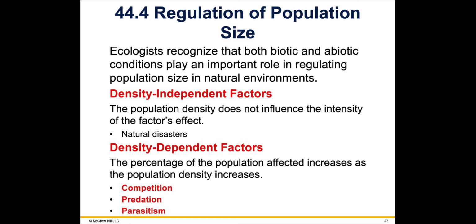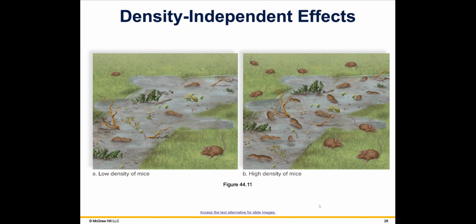Then there are density dependent factors, where it does matter how many individuals there are. And that's going to be competition, predation, and parasitism. And we're going to see how that plays out in just a second. So this is my absolute favorite graphic from your textbook. You'll never get bored with this one when you look at these little mice and their little facial expressions and what's going on with them.